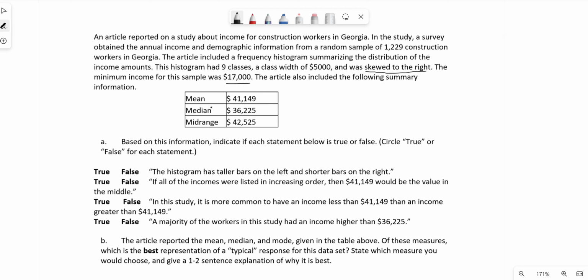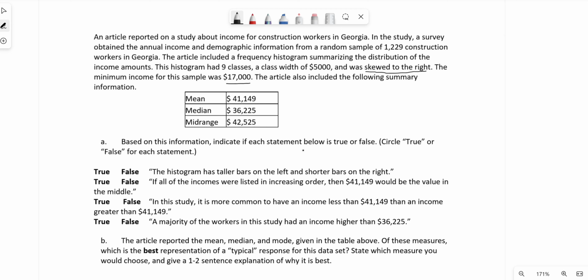So the average income was $49,149. The median income was $36,225, and the mid-range was $42,525. Based on this information, we are asked to indicate if each one of these statements is true or false.